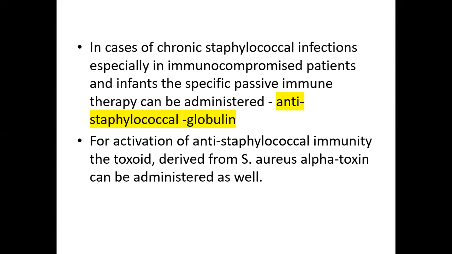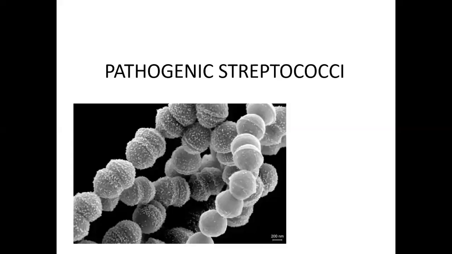In case of chronic staphylococcal infection, especially in immunocompromised patients and infants, specific passive immune therapy can be administered, anti-staphylococcal globulin. For activation of anti-staphylococcal immunity, the toxoid derived from Staphylococcus aureus alpha toxin can be administered as well. Okay.